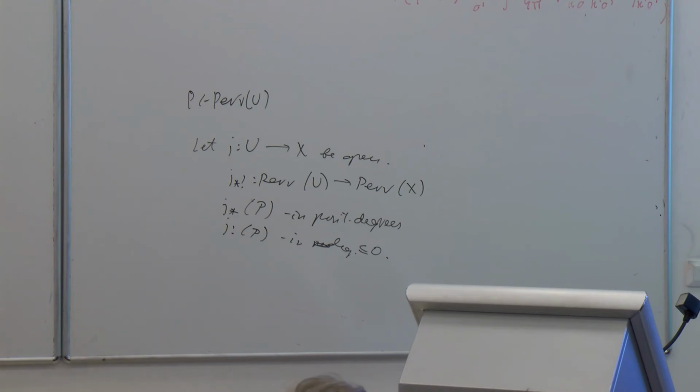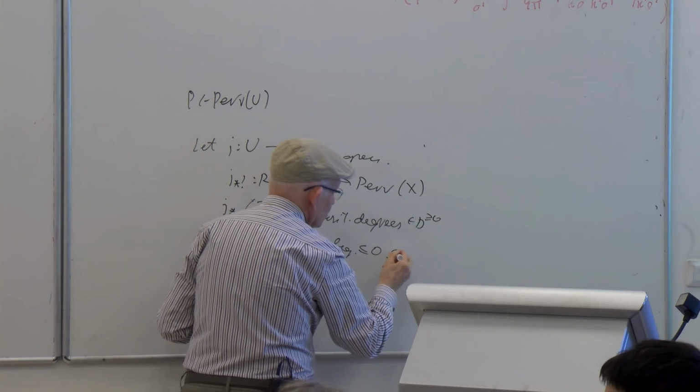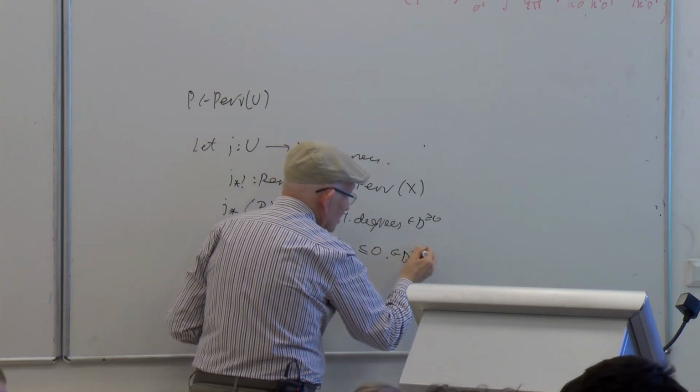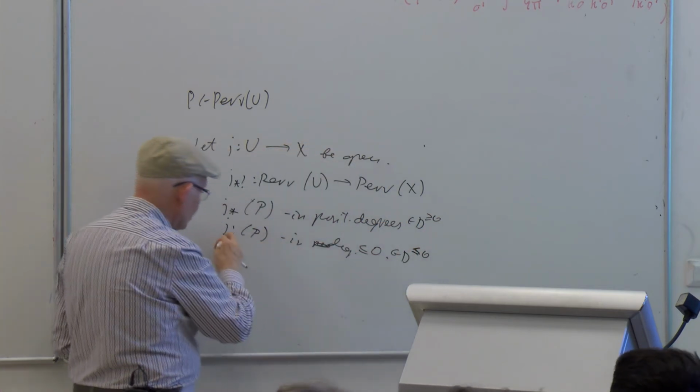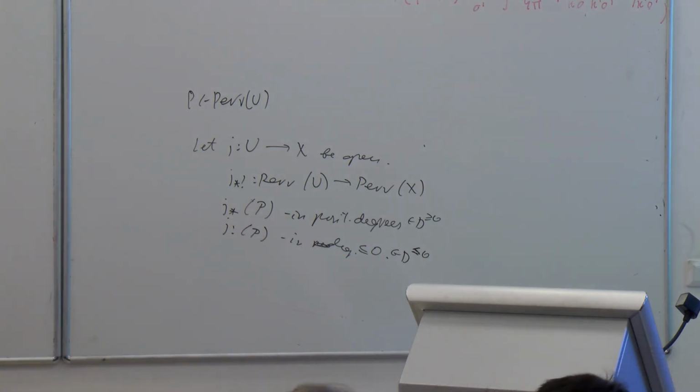When you say positive degrees, you mean it belongs to D more or equal to 0? Yes, exactly. It belongs to D more or equal to 0, and this belongs to D less or equal to 0. So I claim that if you have a morphism from some object of degree less or equal to 0 into some object of degree more or equal to 0, then the image is well defined as a perverse object. Hence for any open embedding you can define this.